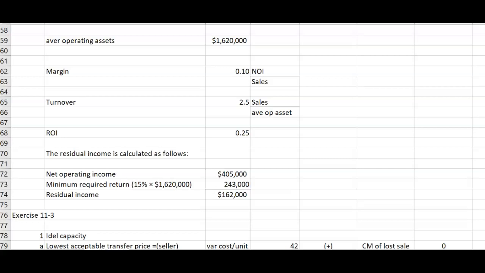So our residual income is the amount by which net operating income is greater when you subtract the minimum required return. So we have a residual income of $162,000. And that makes sense because we just calculated their return on investment is 25%, but their minimum required is 15%. So it does make sense that there would be residual income in this scenario.